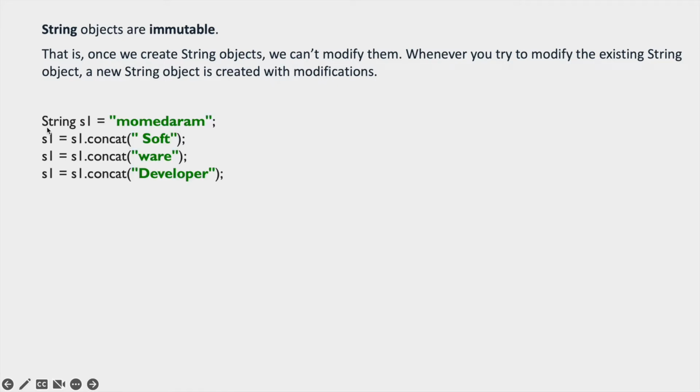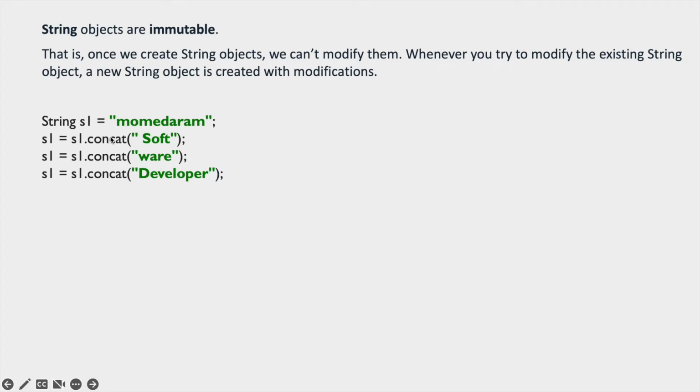In this example, String s1 = "Momedaram", s1 = s1.concat("soft"), s1 = s1.concat("ware"), s1 = s1.concat("developer"). So in each operation, in each line, a new object will be created.